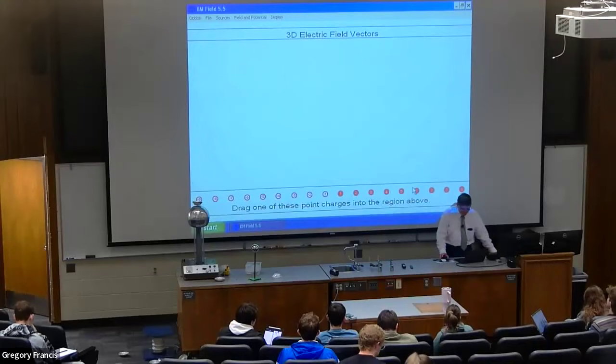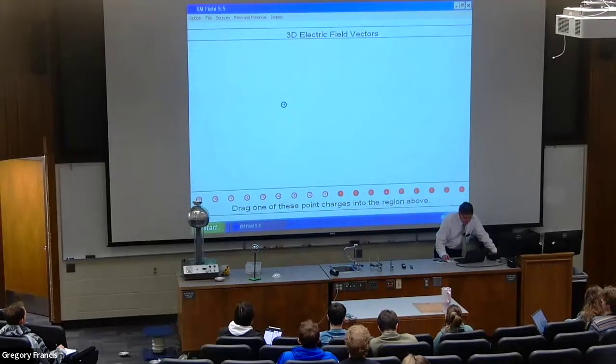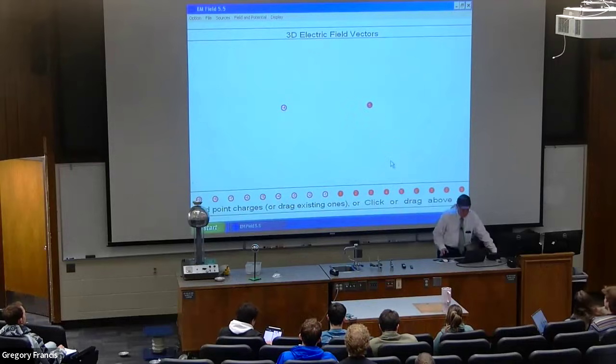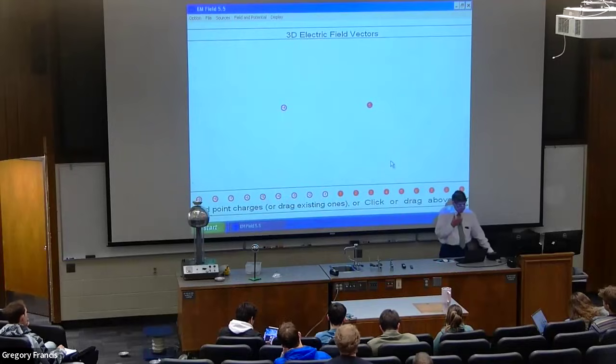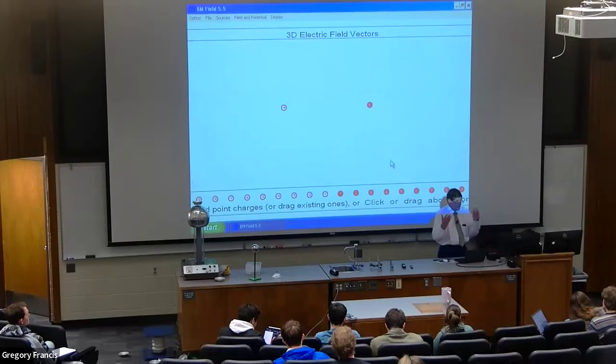This program allows us to put charges in this space. I'm going to take a -4 and put it right here. And I'm going to take a +5 and I'm going to put it right there. Okay? Now, that could be -4 coulombs and +5 coulombs, or that could be -4 nanocoulombs and +5 nanocoulombs. It's just a 4-to-5 ratio, and one's negative and one's positive.